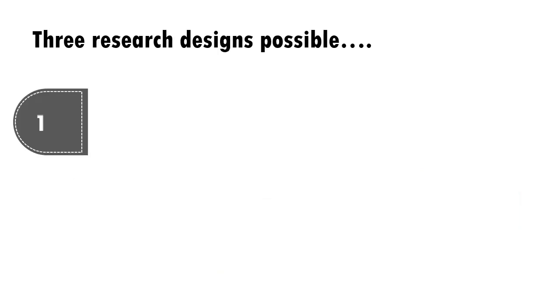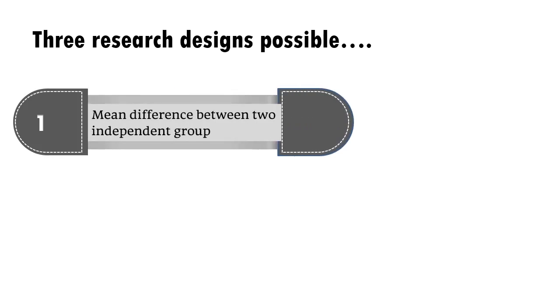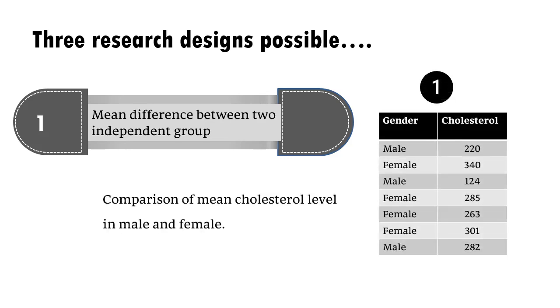So, we can apply independent sample t-test in three research designs. The first is, if I want to compare the mean difference between two independent groups, like in this example, you can see that there are males and females, and if I want to compare the mean cholesterol level of male and female, then I will apply independent sample t-test.